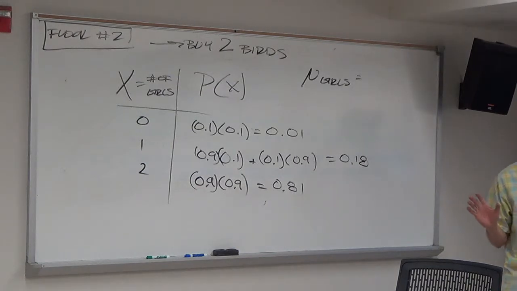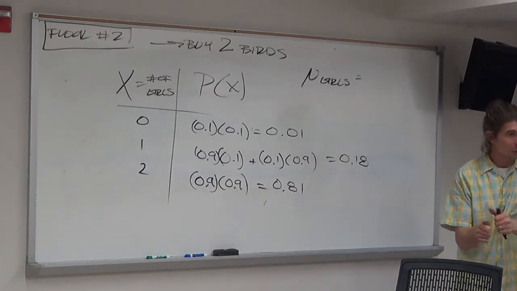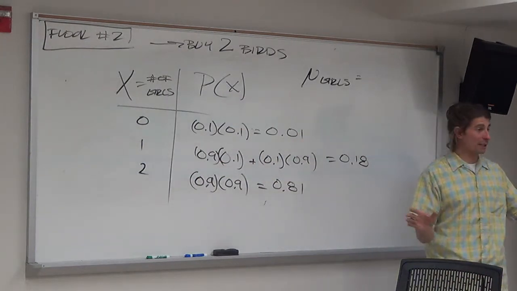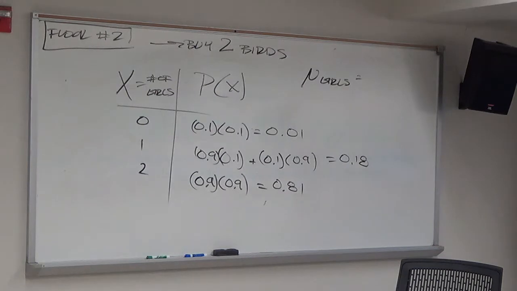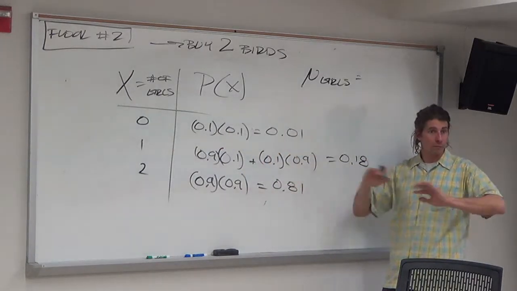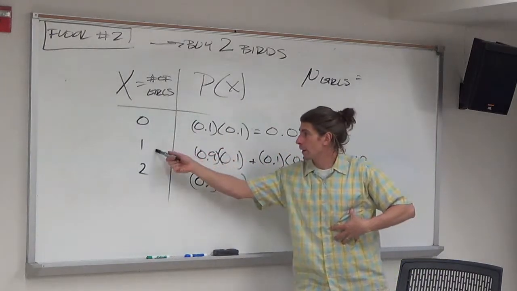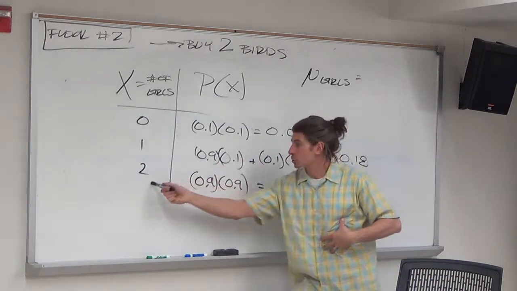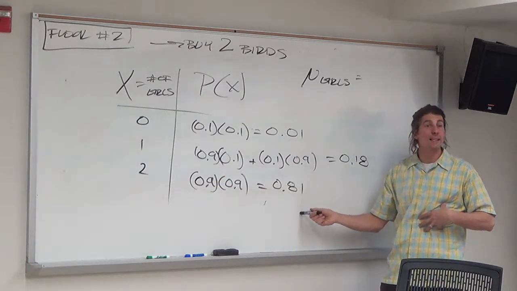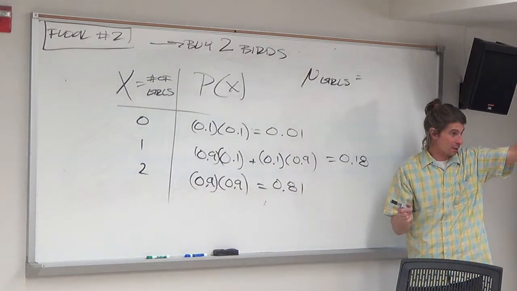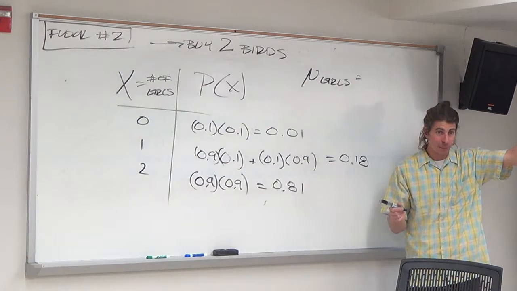Now, there's a bunch of ways you can do that. Number 1 is go to one of our stats, L1, L2. Totally do that if you want to. I've got no problem with doing that. Another way is kick it a little more old school. 0 times 0.01 disappears. 1 times 0.18 is 0.18. And 2 times 0.81 is 1.62. 1.62 plus 0.18 is 1.8 girls per 2 birds.